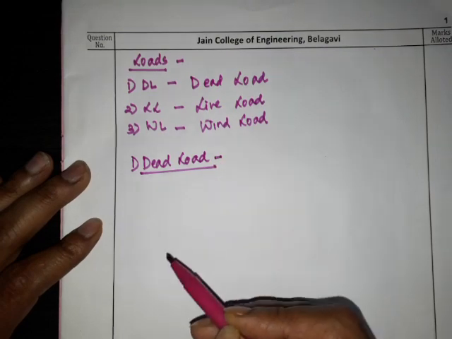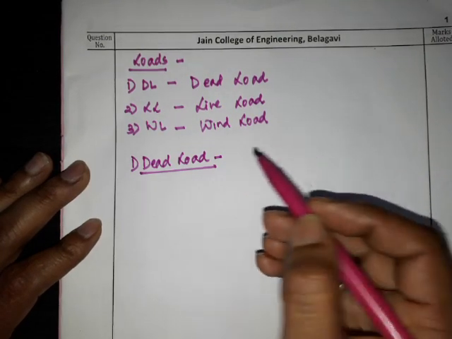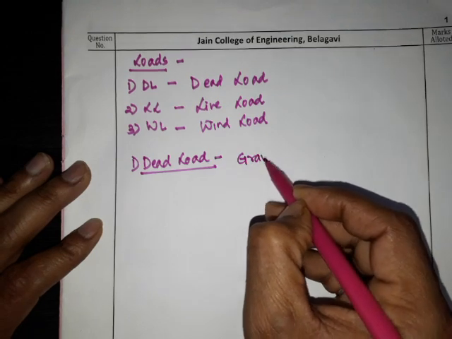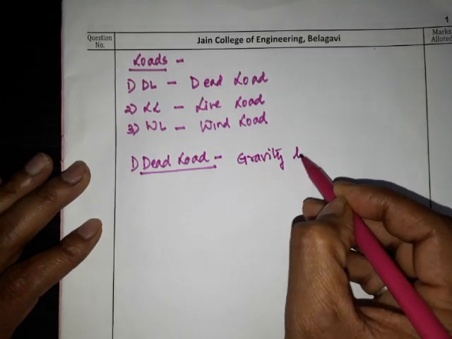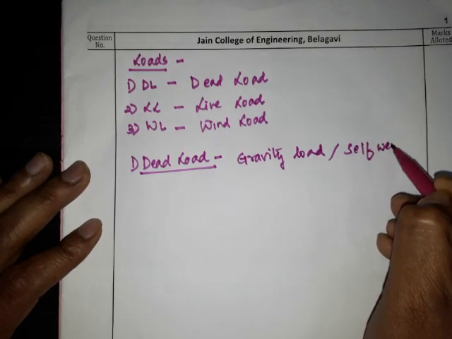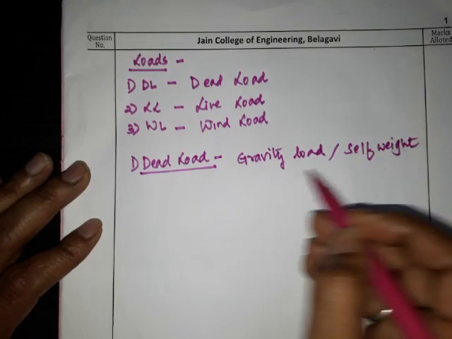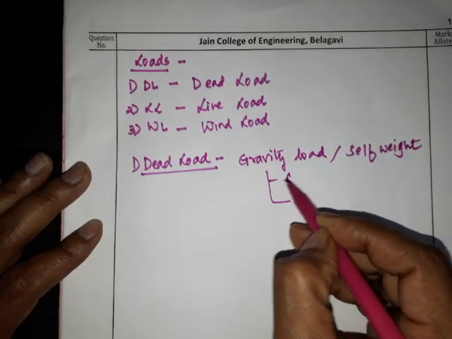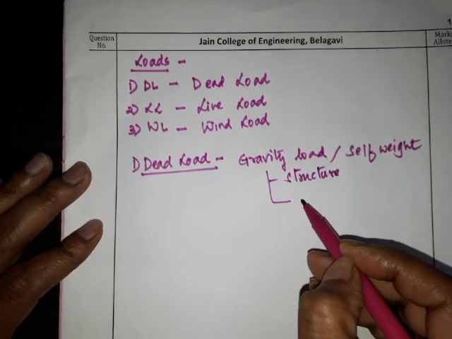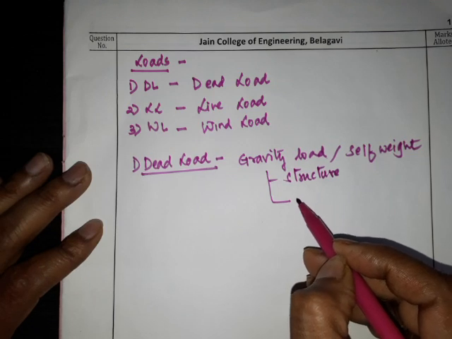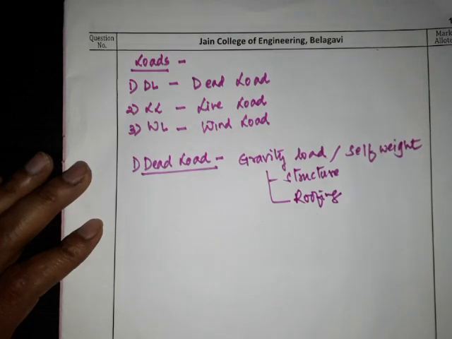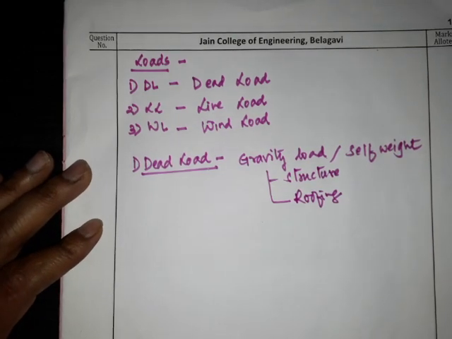The dead load is nothing but what? It's a gravity load, or it is nothing but the self-weight. Dead load is nothing but self-weight. So it may be the self-weight of the structure, or the self-weight of the roofing material. Everything, so that is the dead load you have to consider.